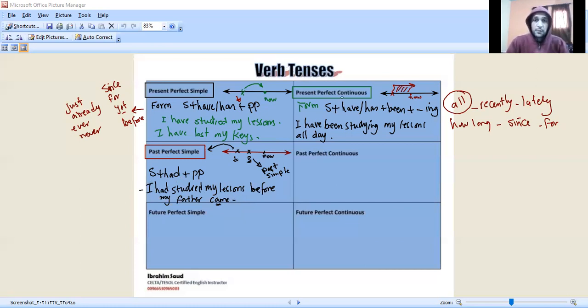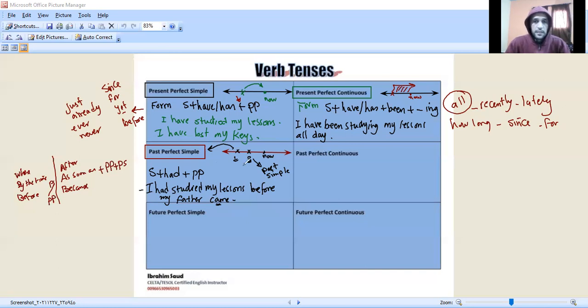We have some linking words that can be used to connect the two tenses, the past perfect simple and the past simple. We have after, as soon as, because, and as you know, they are followed by past perfect, and after that, past simple. And sometimes we have when, by the time, and before, and they are followed by past simple. After that, we have past perfect.